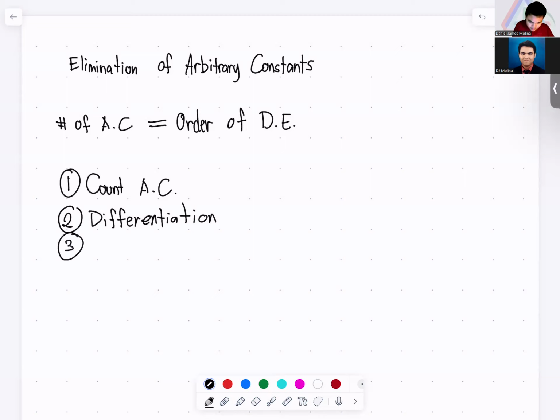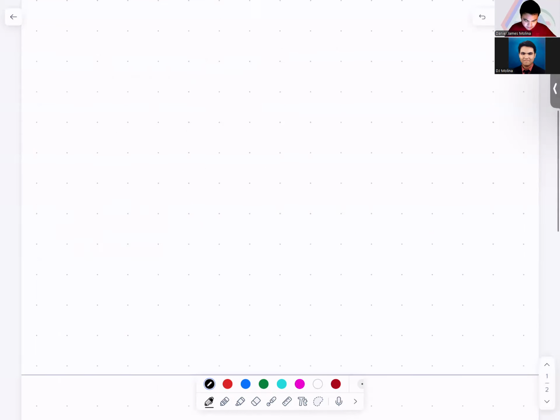Then step three is to use algebraic techniques to manipulate the equations so that it results in a differential equation, of course, without the arbitrary constants. So these are the steps that we need to consider so that we can determine the differential equation. Okay, so let's have some examples here.